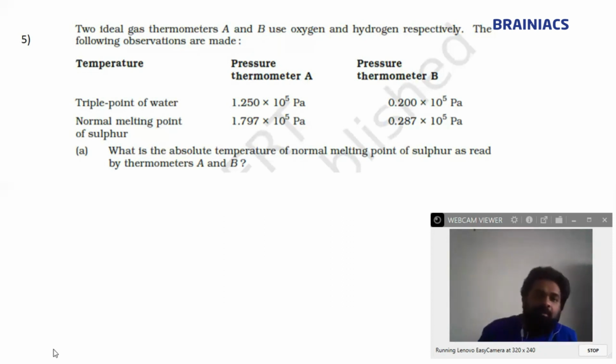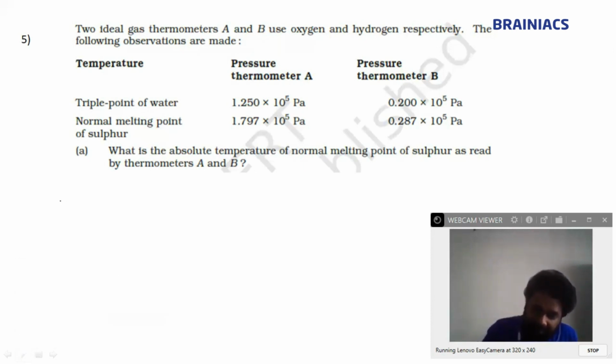Now what they are asking is the absolute temperature of the normal melting point of sulfur as read by thermometers A and B. They have given only pressures. We need to find the temperature of the normal melting point of sulfur. Now we will take one by one.